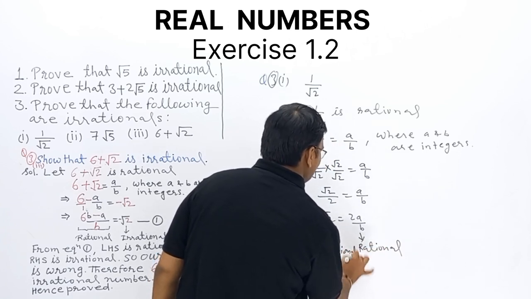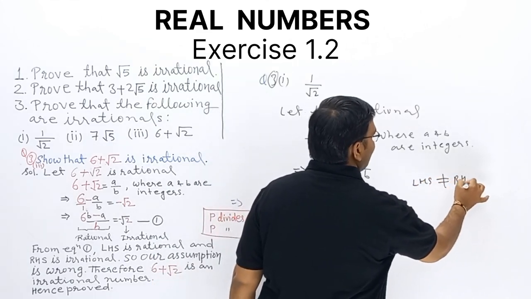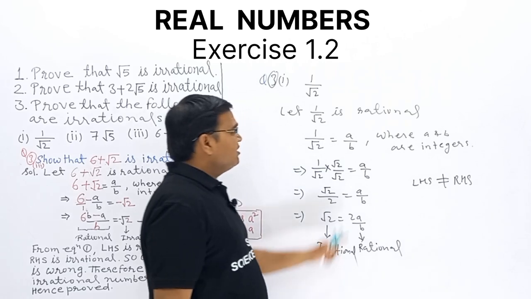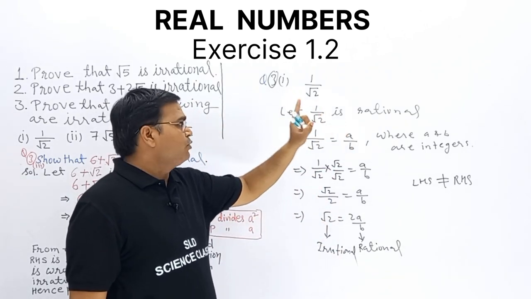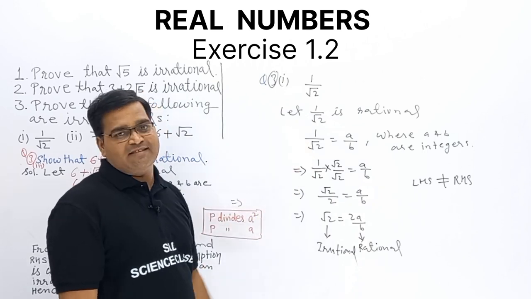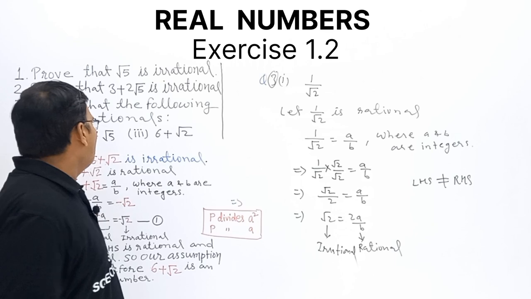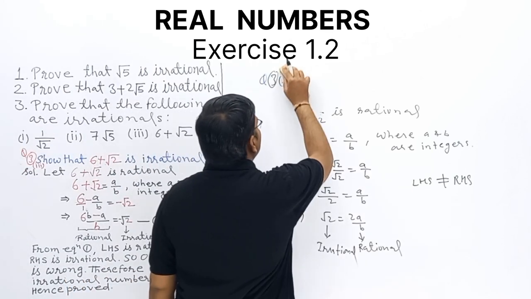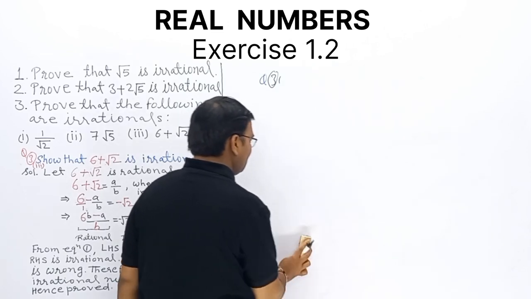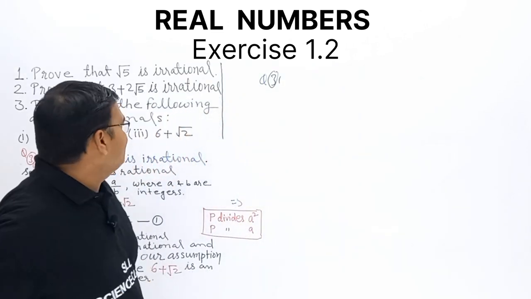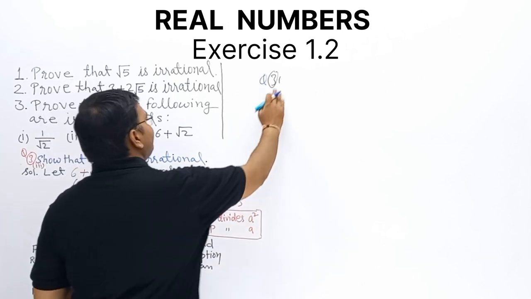So what can we say? Left hand side is not equal to right hand side, our assumption is wrong. 1 by root 2 is not rational, it is irrational. We proved it this way. I hope you are getting this process. Now the last question I am taking, and what is the last question? Observe.